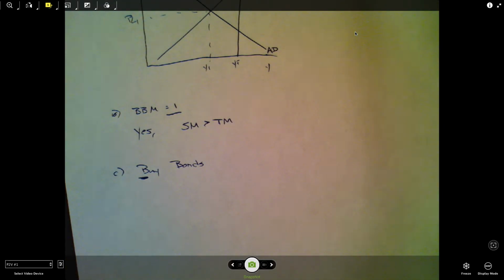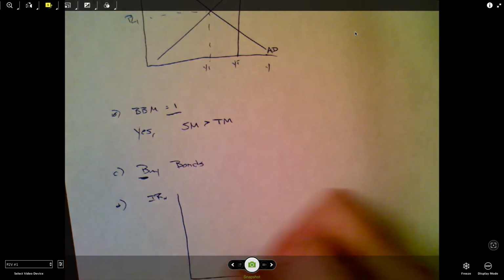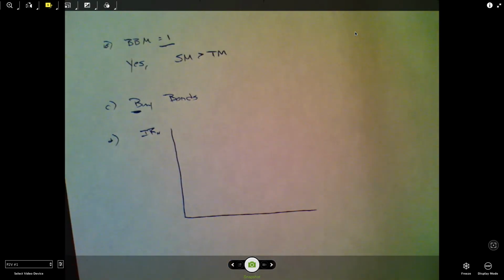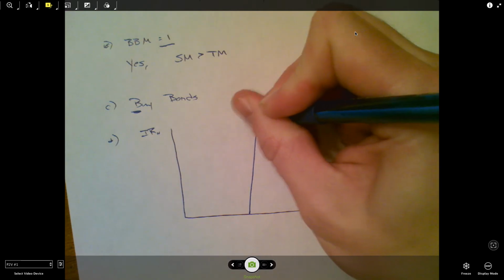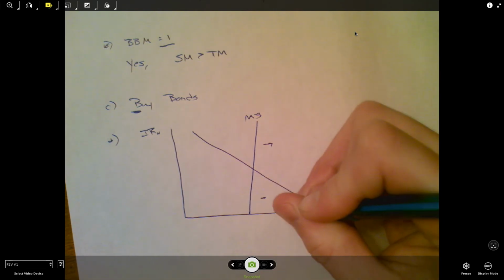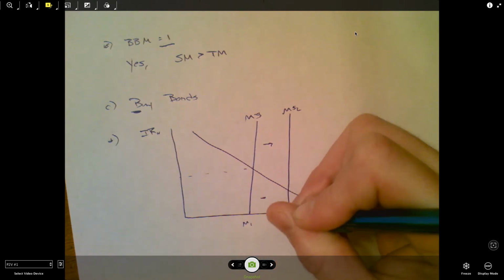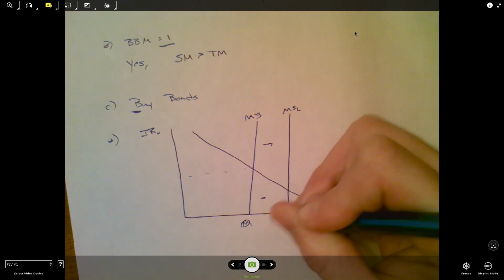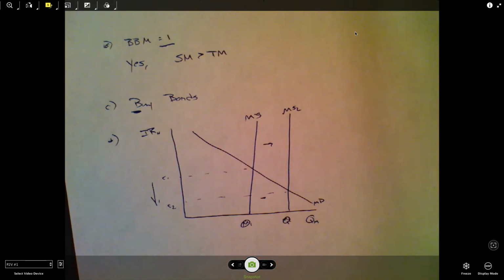Part D: using a correctly labeled graph of the money market, show the short run effect of that operation on interest rates. All right, so now we have nominal interest rates. Let's draw out our graph. Quantity of money, money supply, and money demand. Expansionary policy increases the money supply, and what that does is drive down interest rates.